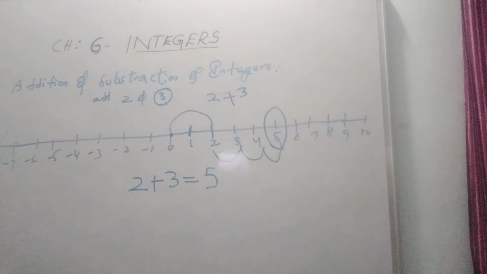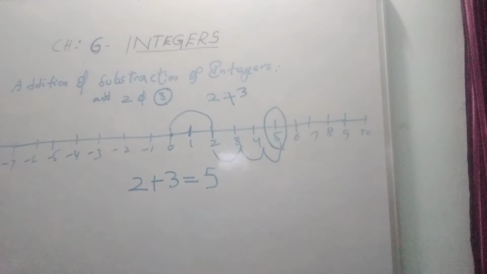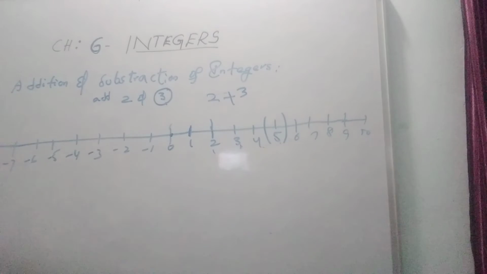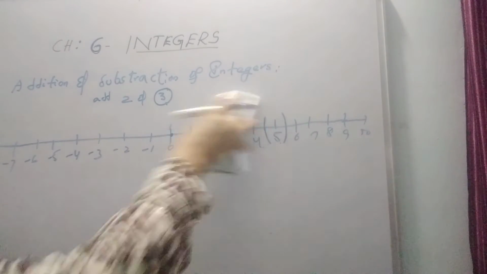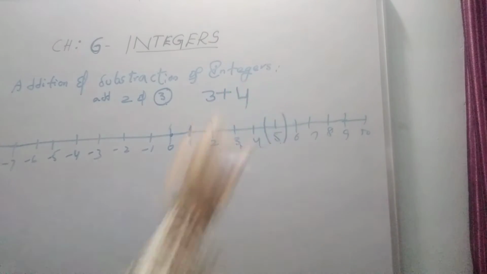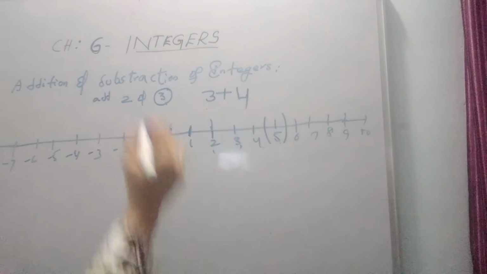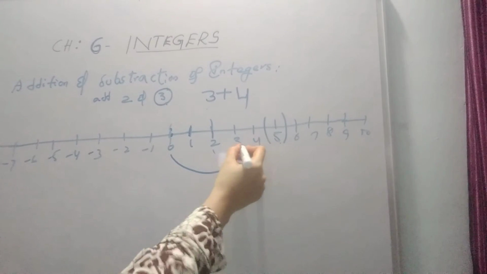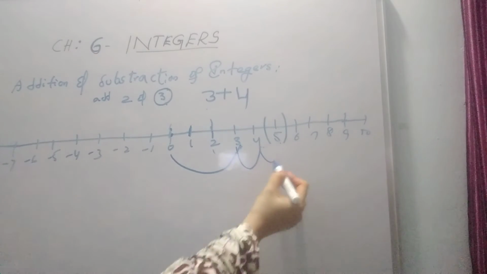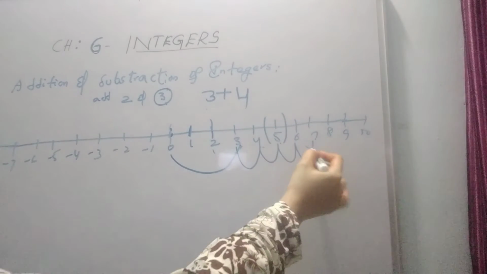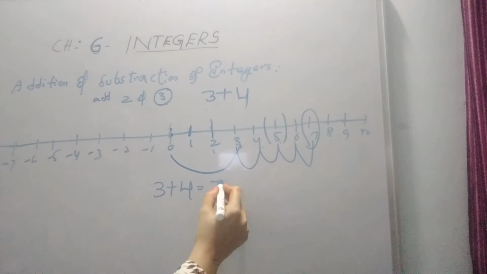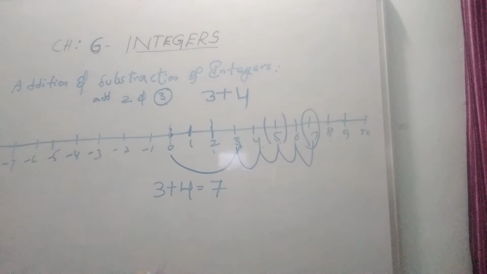Let's do another example. Let us take one more example. Here 3 plus 4. Okay. First of all, we have to reach 3 from 0 to 3. Okay, we reached here 3. Next, we have to do 4 jumps. 1, 2, 3, 4. Yeah, we got it. 7. 3 plus 4 equal to 7. We have to do additions like this on the number line.